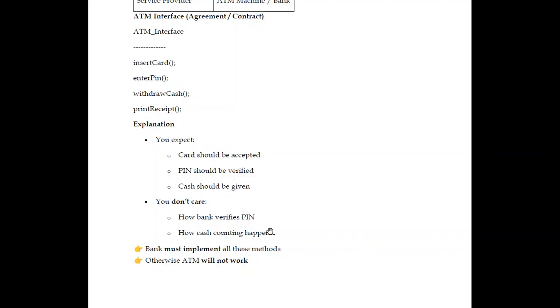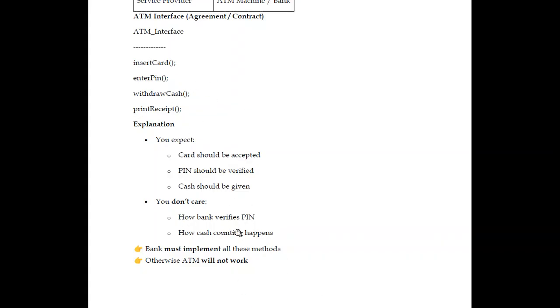You don't care how the bank verifies this pin, how cash counting happens, or how it checks whether we have that particular amount in our account, whether we have sufficient balance or not. We won't worry about it. Am I right? We won't worry about it. We have to use the service because we are the client or customer. We should utilize the service. We don't care how they are implementing it. Okay, so the bank, who is the service provider, must implement all these methods.